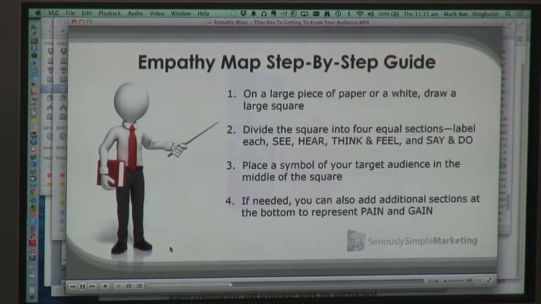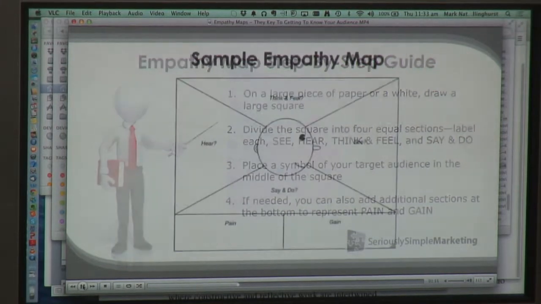Basically, you're going to put the symbol of your target audience in the middle. His empathy maps are a little different from what you've got there, but you'll see that it still applies as well. There are a number of ways you can do this. You can put additional sections at the bottom, which I'm also going to show you on this, called pain and gain. So let's go ahead and bring this up.